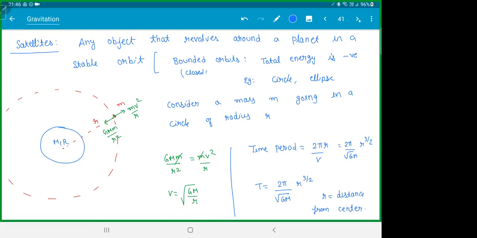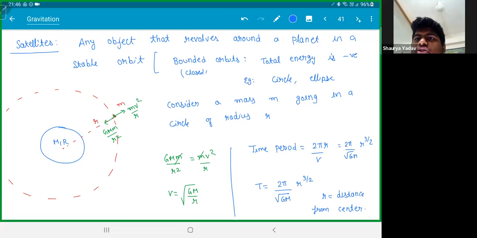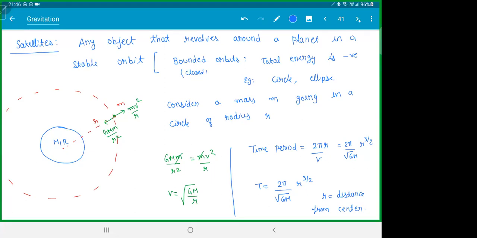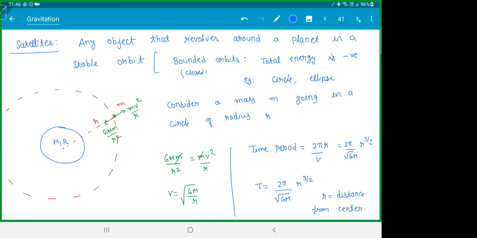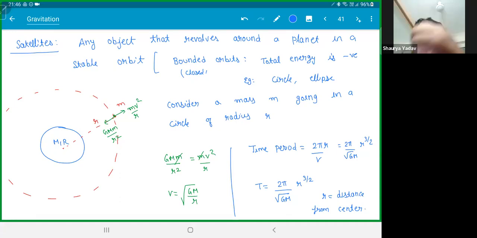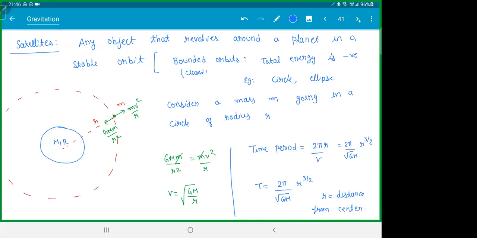Have a look at this. In that binary star system also these two forces are there. In a binary star system, how many are moving? Two. Here, how many are moving? One. So you can use it? No, but the derivation means the force and m omega square, the two forces.